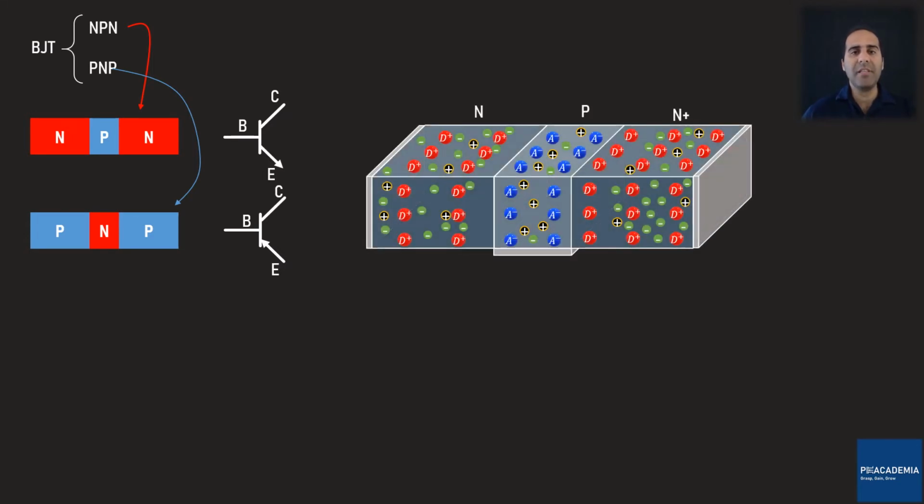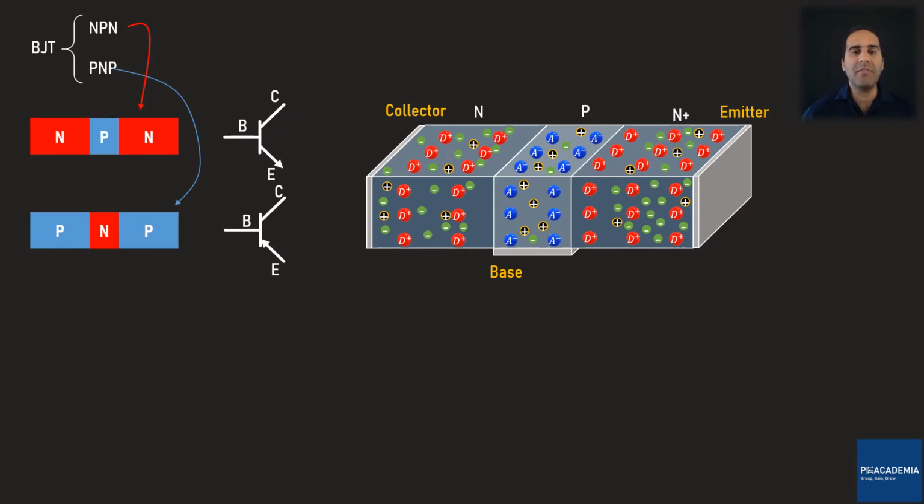Here I have a simple structure of an NPN BJT. First, let's name three semiconductor components of this device. Let's start from the left. The first semiconductor, which is N-type, is called collector. Collector is moderately doped. The middle P-type semiconductor is called base. Base is lightly doped and physically very thin. The right side N semiconductor is called emitter, and it is highly doped.